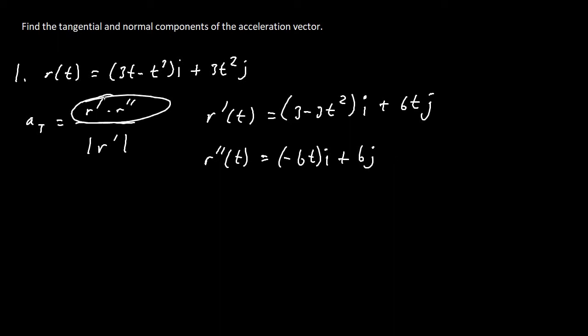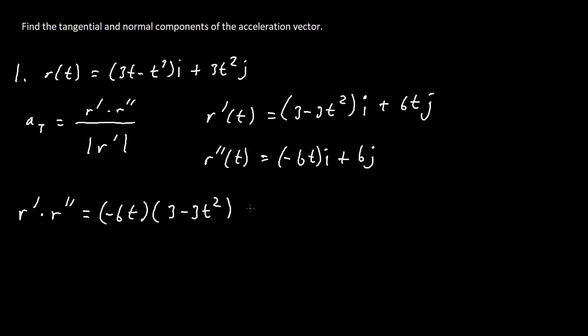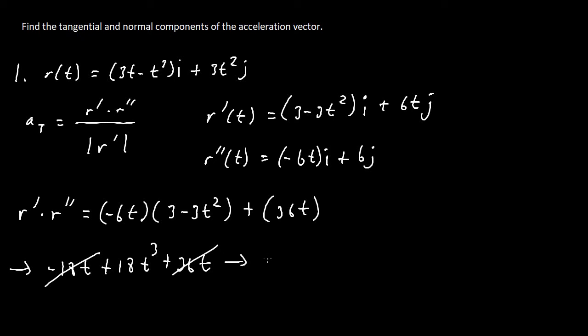So now let's take the dot product of r prime and r double prime. Once again, we're going to multiply the similar components. So we're going to take negative 6t and multiply by 3 minus 3t squared. And then we add the y components being multiplied together, so 6t times 6 is 36t. Now when I distribute the negative 6t over 3 minus 3t squared, we'll get negative 18t plus a positive 18t cubed. Then we have plus 36t. So negative 18t plus 36t would be positive 18t. So we get 18t cubed plus 18t.